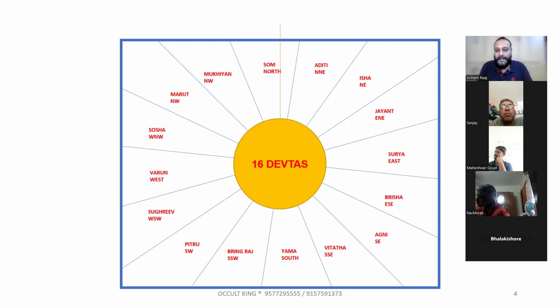Next, Mukhya. Mukhya is a devata which is responsible for the northwest direction, and this devata will help you sell your products or make customers attracted to your products. So this is one of the good devatas. In most houses, this is the problem. In most houses, and for most business people, this devata will be imbalanced.